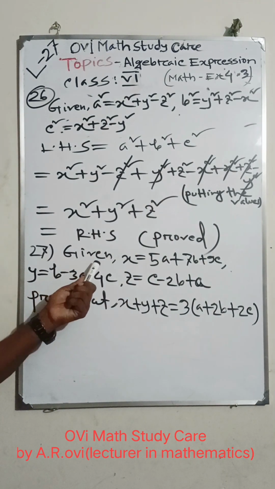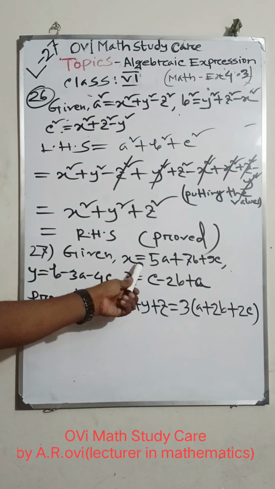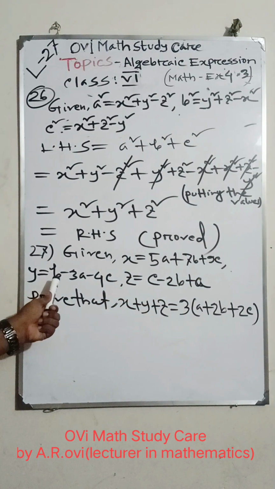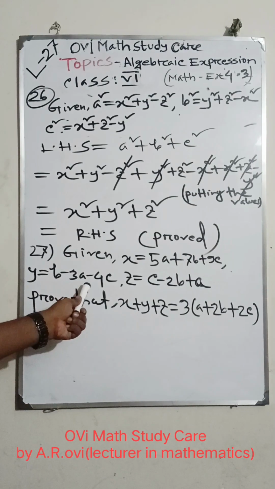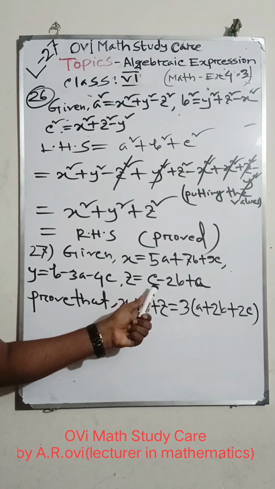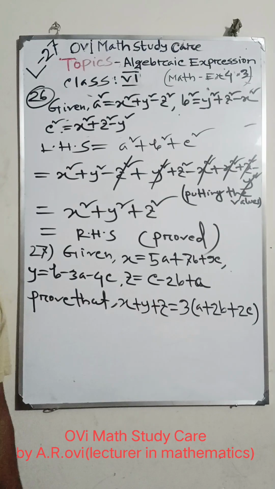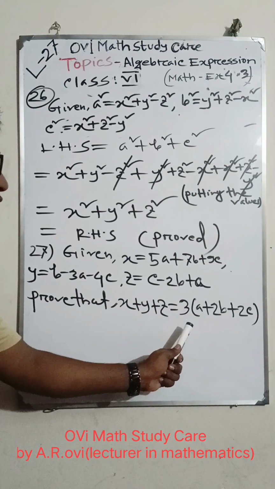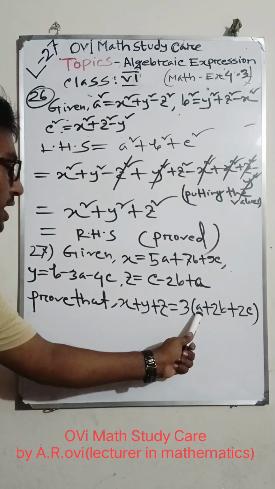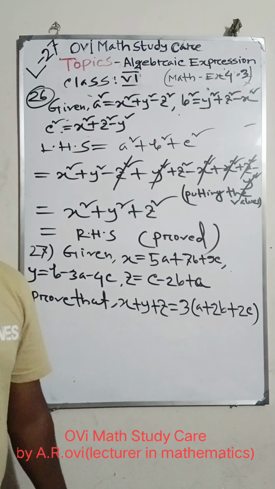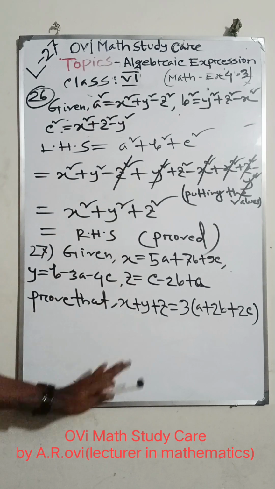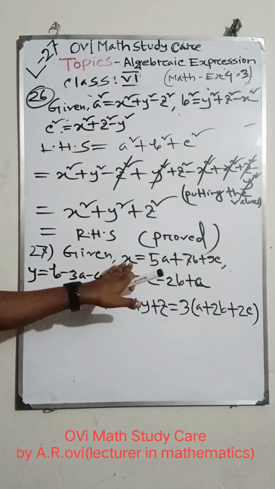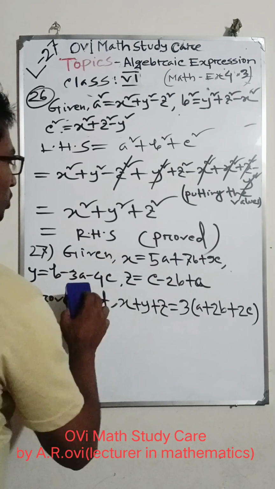And number 27. Here x equals 5a plus 7b plus 9c, y equals b minus thrice a minus 4c, z equals c minus twice b plus a. We have to prove that x plus y plus z equals 3 times a plus twice b plus twice c. How can we prove that? In a similar way, at first you write given. Here given x equals, y equals, z equals.